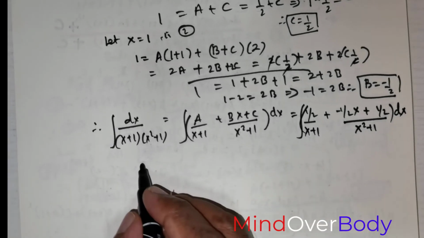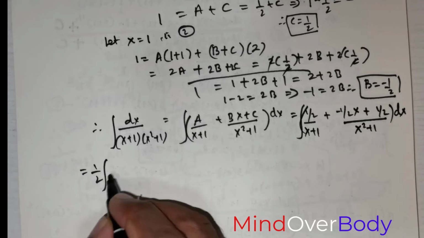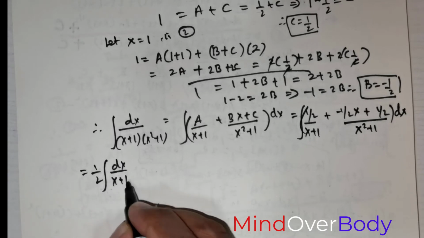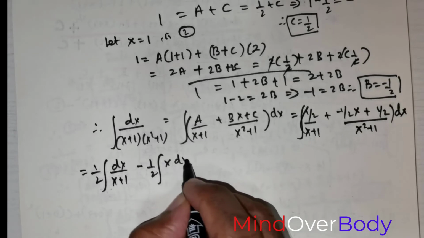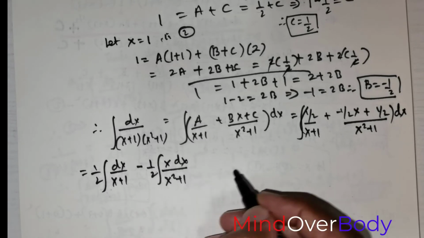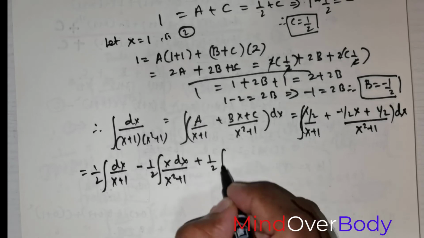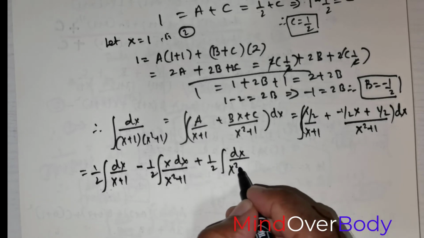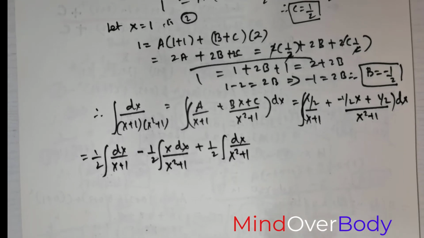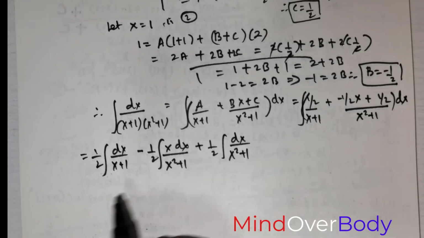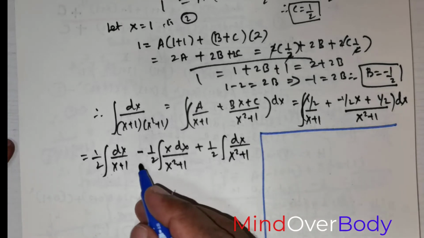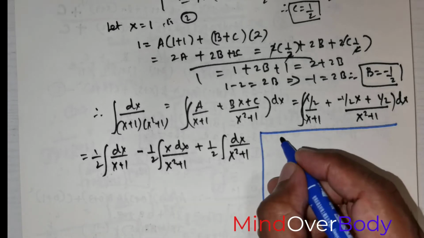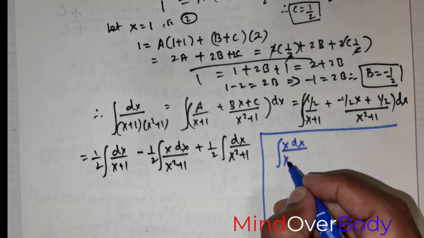So I can split it and rewrite this as 1 over 2 times integral dx over x positive 1 negative 1 over 2 times integral x times dx over x squared positive 1 positive 1 over 2 times integral dx over x squared positive 1. Right? Fair enough. Now let me show you how to get these values. So I'm just going to show you the working on this side. Now this is straightforward, but this one, consider x times dx over x squared positive 1.